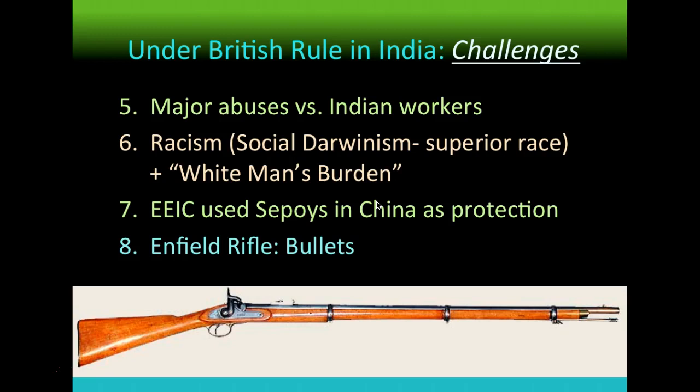A problem with the Enfield rifle and the bullets is that they are encased in something that uses animal fats, including pig or cow fat. Now, for people in India, if they are Muslim, they do not eat pig, and if they are Hindu, they do not eat cow. And the problem with the bullet being encased with cow or pig fat is that in order for it to work, you would have to bite the bullet and bite the casing.